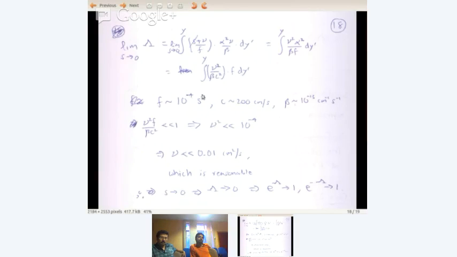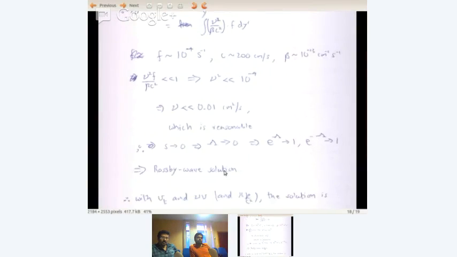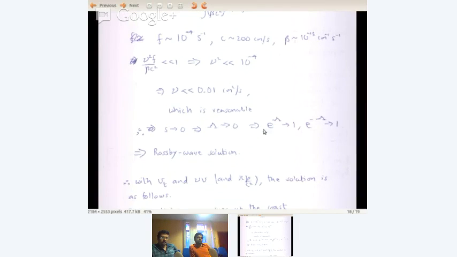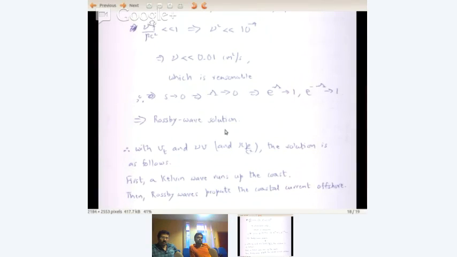Now if you pick reasonable numbers for f, c, beta, and look to see under what conditions nu squared f by beta c squared will be much less than 1, which basically means lambda goes to 0, under what circumstances you can ignore that? Then the condition you get on nu squared is that nu squared is very much less than 10 power minus 4, or nu is much less than 10 power minus 2 centimeters squared per second, which is not bad. And therefore, s tends to 0 implies lambda tends to 0, which implies e power lambda and e power minus lambda both tend to 1. This is going to basically give you the Rossby wave solution.